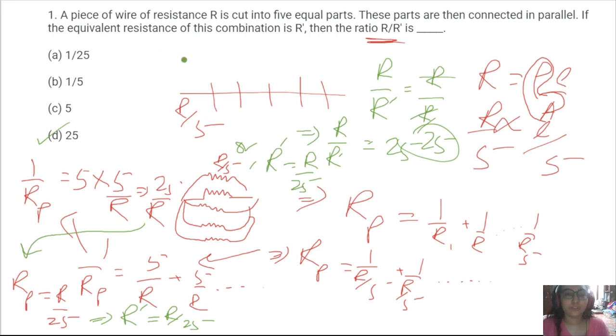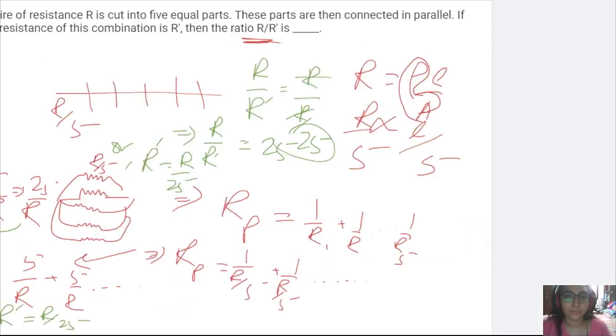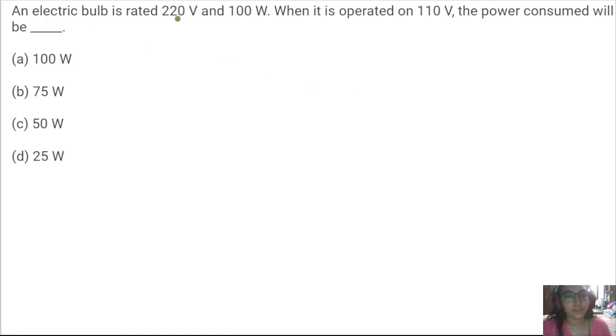So this is what you have to understand, that always every electrical appliance should be connected in parallel to the circuit so that least amount of resistance is given to the flow of current. An electric bulb is rated to 220 volt and 100 watt. When it is operated at 110 volt, the power consumed will be, okay.